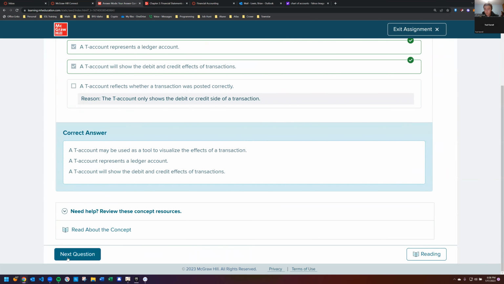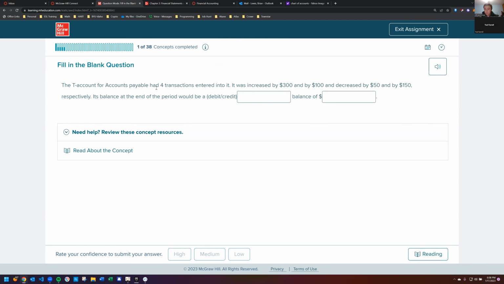Okay, good deal. Okay, the T account for accounts payable had 4 transactions. Okay, we're getting closer to the fill in the blank and figure out the balance things. Is this similar to one that maybe you're questioning, JR? Yeah. Okay, the T account for accounts payable, that's a liability account, had 4 transactions entered into it.